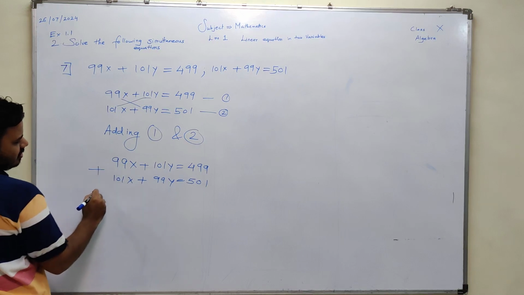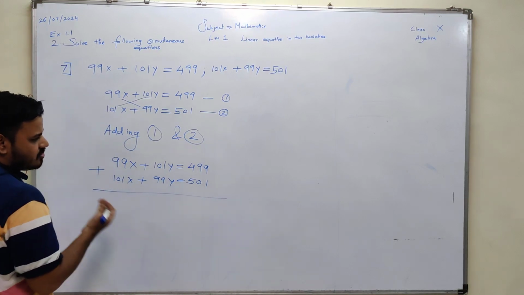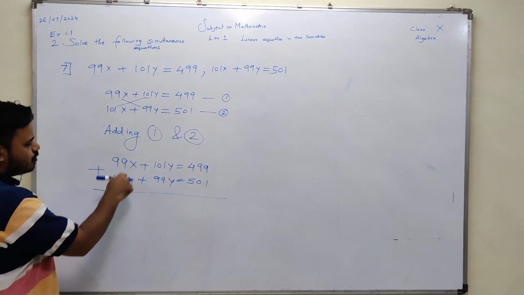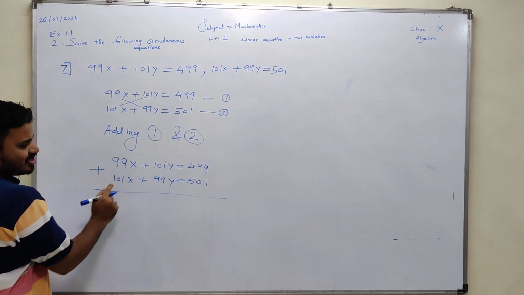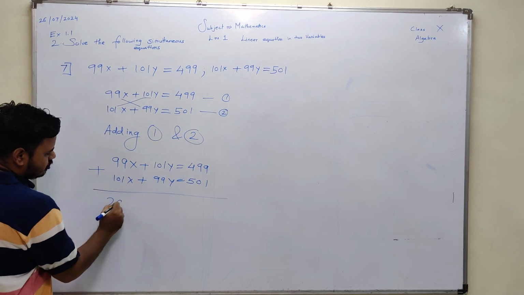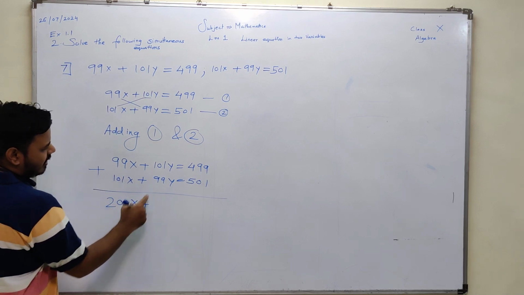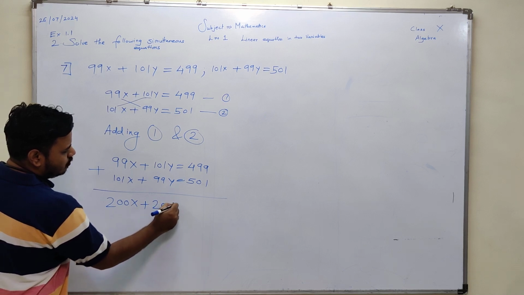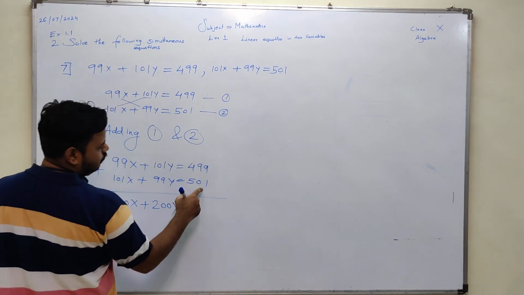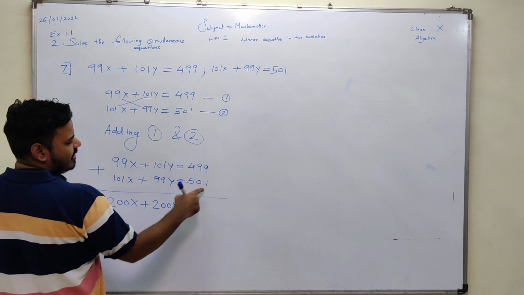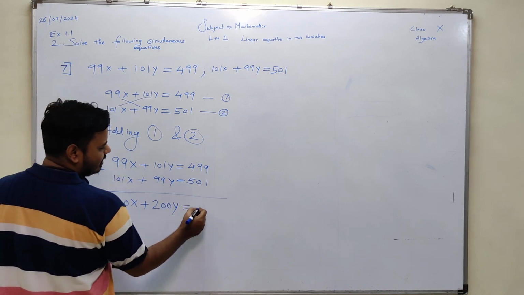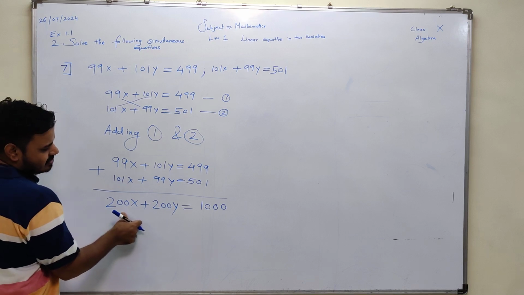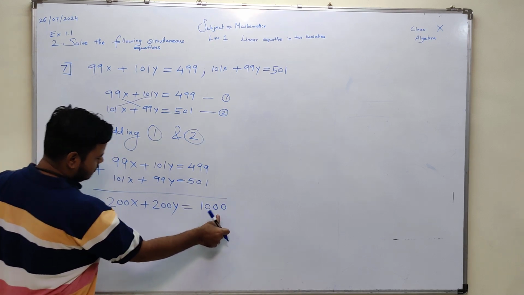You have to do plus, all the signs will remain as it is. 99 plus 101, you have to add. 99 plus 101 is what? 200. So this is 200x plus 101 plus 99, this will be again 200y, and 499 plus 501 will be 1000. So you got this 200x plus 200y is equal to 1000.